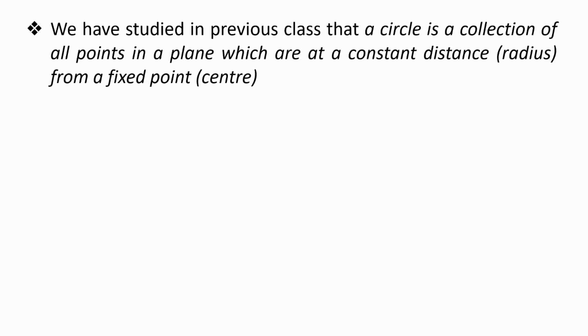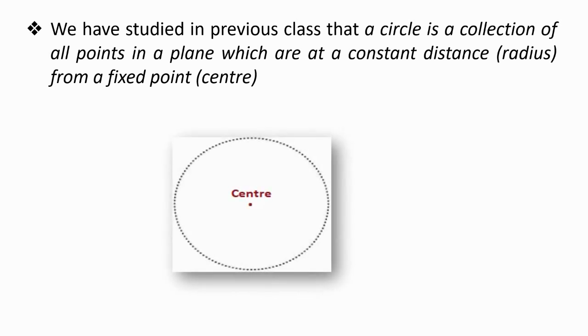We have studied in previous class that a circle is a collection of all points in a plane which are at a constant distance called radius from a fixed point called center. All of these points are equidistant from the center. Collection of all these points form a circle.